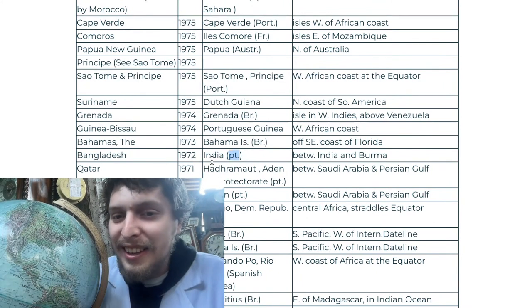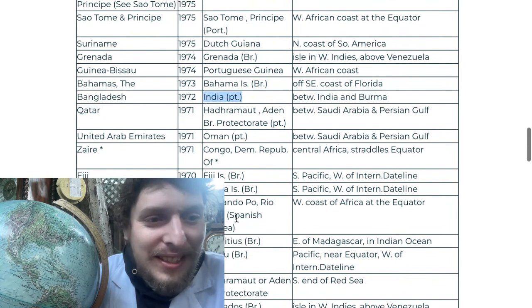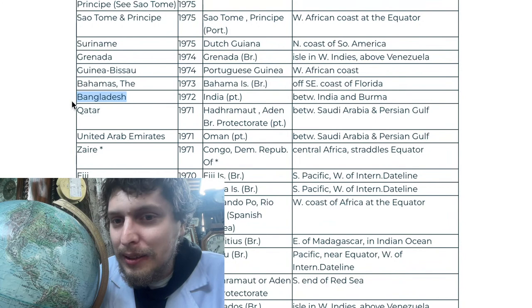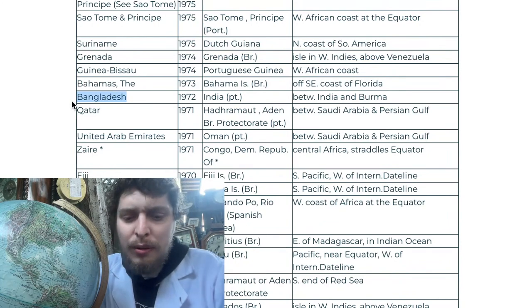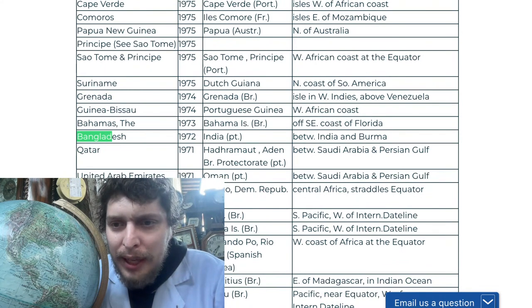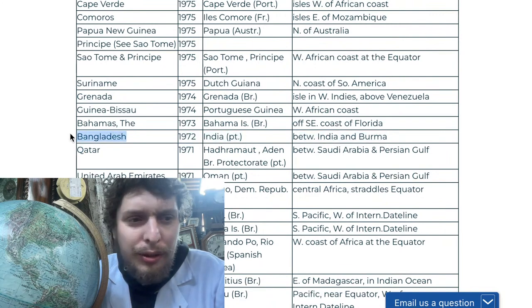Now, here we have India with whatever this PT means is became Bangladesh. So wait, what happened with Bangladesh on here? Is that the only one? The only Bangladesh? Okay. Now, so part of India became Bangladesh in 1972.